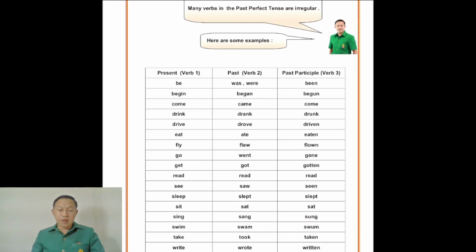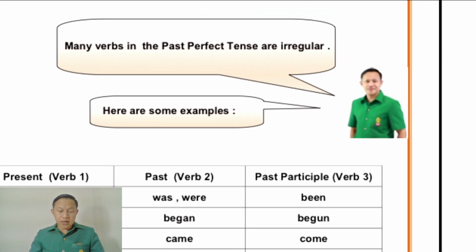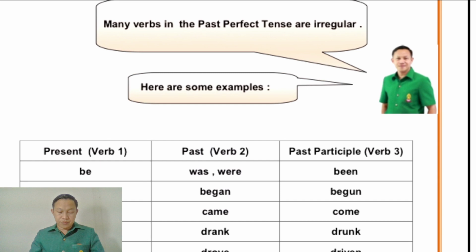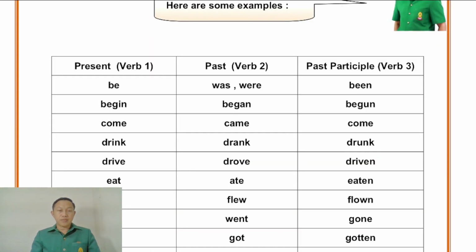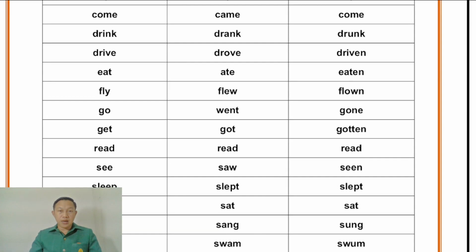Many verbs in the past perfect tense are irregular. Here are some examples. Be: for present or verb 1, past or verb 2, and past participle or verb 3. Be, was, were, been. Begin, began, begun. Come, came, come.